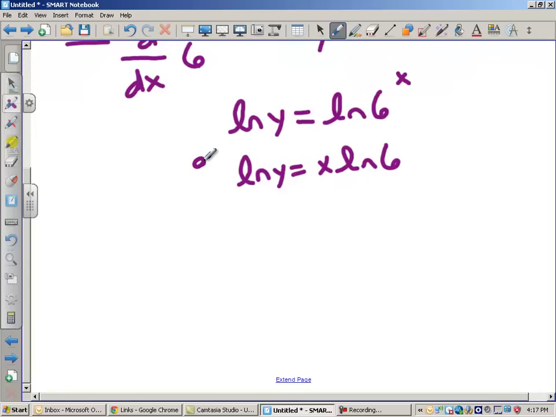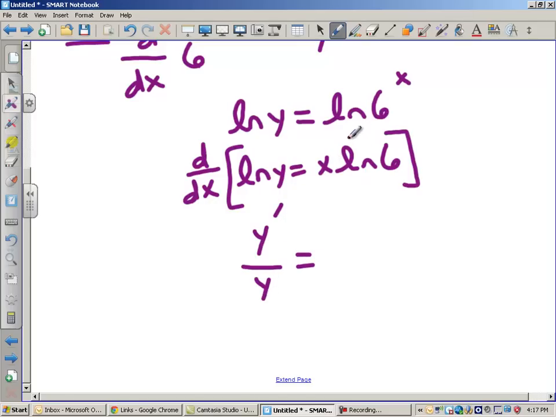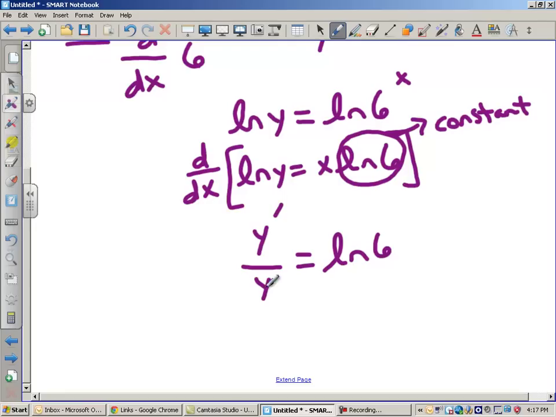Now I'm going to take the derivative of both sides. Keep in mind, I'm trying to find y prime. The derivative of natural log of y is y prime over y. The derivative of x natural log of 6, keep in mind natural log of 6 is simply a constant. So when we take the derivative of a constant times x, it's just that constant. Now I'm trying to solve for y prime, so I'm going to multiply both sides by y. So this y is just going to move over here. And I get that y prime equals y times the natural log of 6.